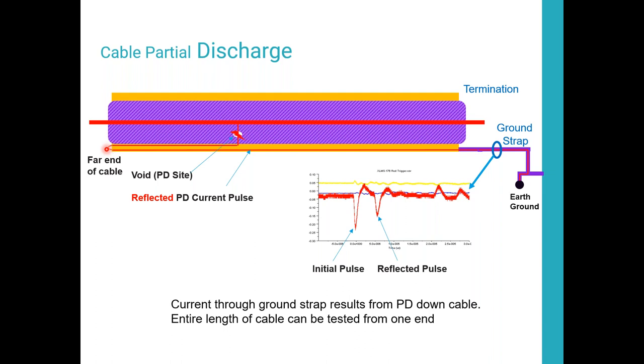It's a high frequency. So when a high frequency signal hits a termination, some of it gets reflected back. So you get some reflection coming back down the cable. And you may be able to see the initial pulse and the reflected pulse, and based on the time between those two and the known length of the cable, you could determine an approximation of where on that cable the failure is. So you can gather some good information on where the failure is.